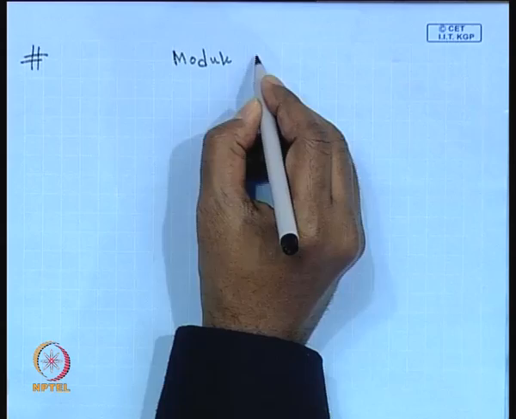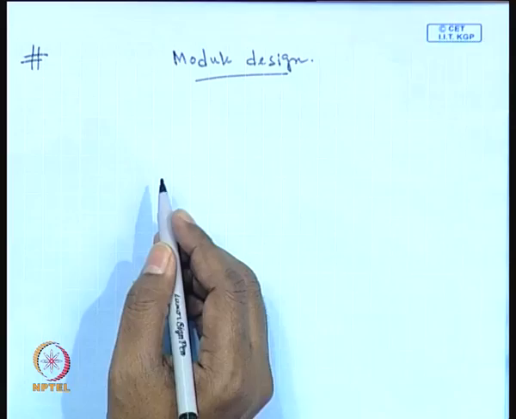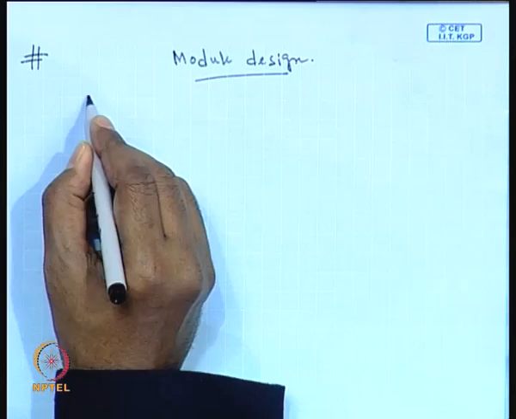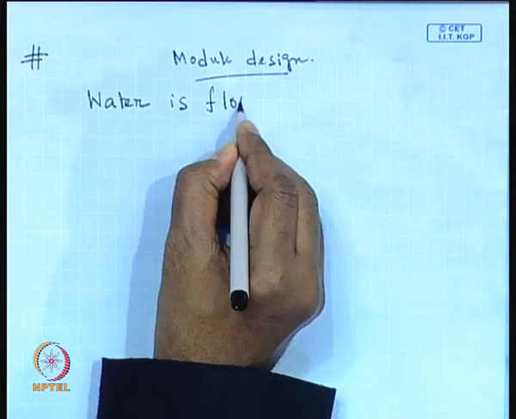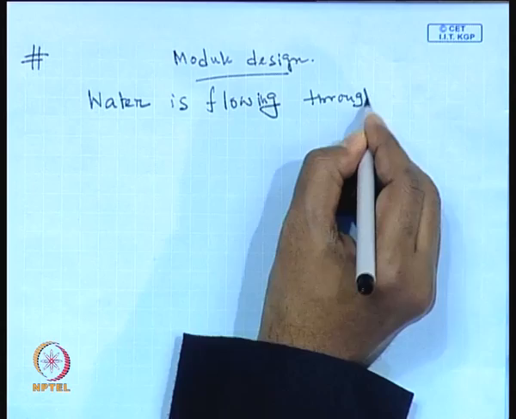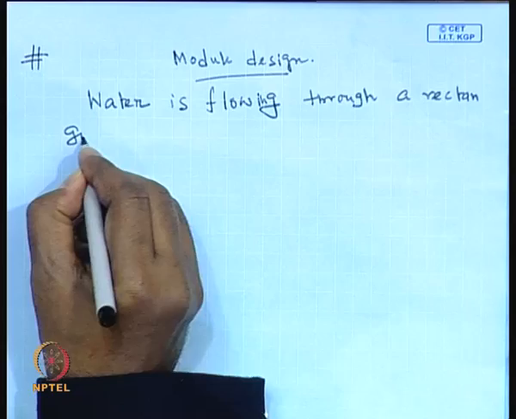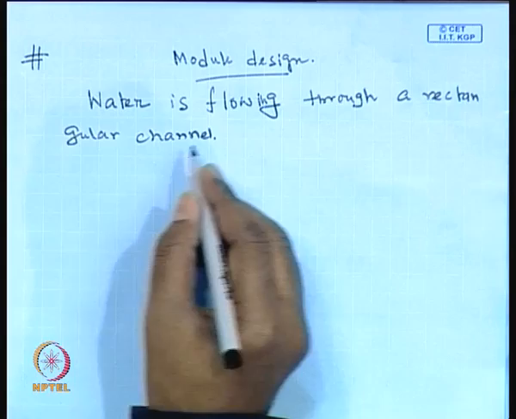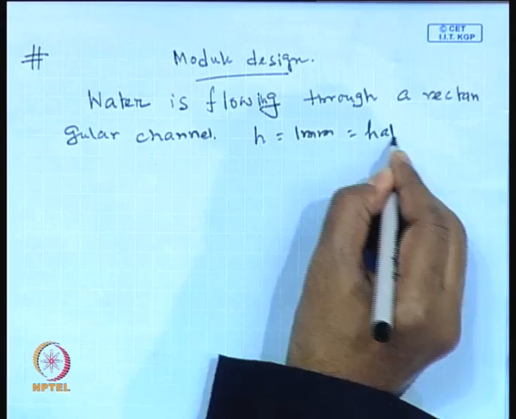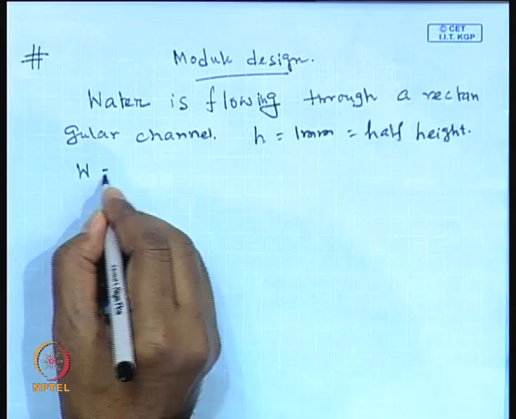The first problem that I have designed today is the membrane module design. So, in this problem we will just write it. The statement is that water is flowing through a rectangular channel, it is plain water. Half height is 1 millimeter. This is the half height, and width of the channel is 8 centimeter.